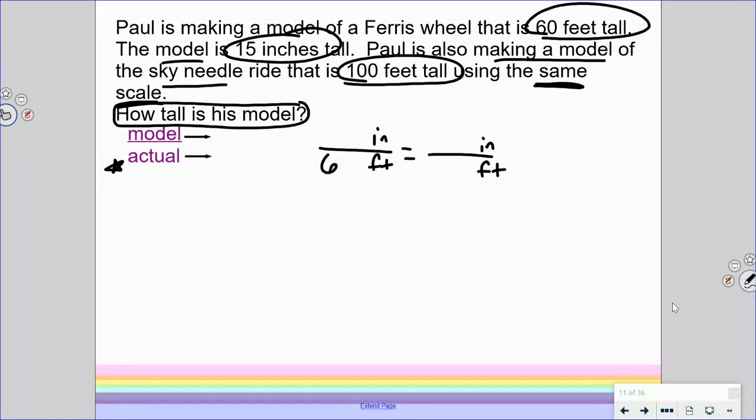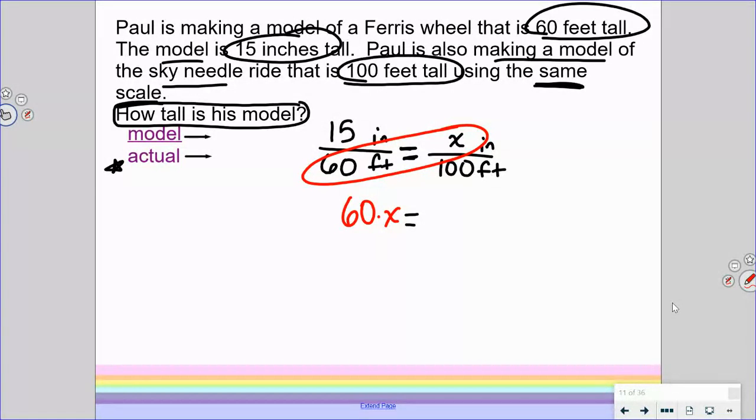Now, we know that a 60-foot Ferris wheel is 15 inches for the model, and we want to keep that equivalent, a 100-foot tall Space Needle ride. Question is, what is that missing piece? So let's go ahead and take our cross products now. I think that's the toughest part, is figuring out how to set up the system. After that point, you guys are going to be in pretty good shape.